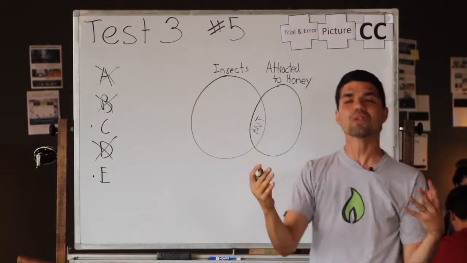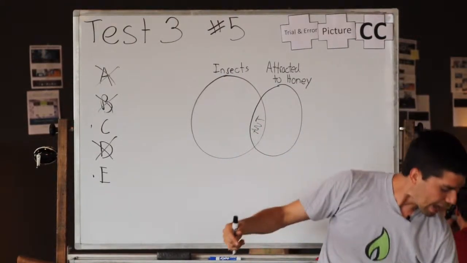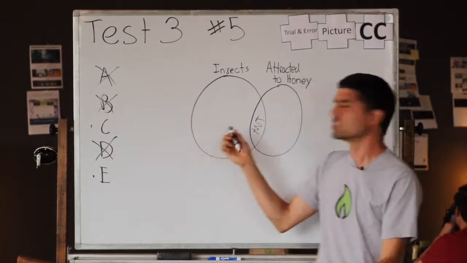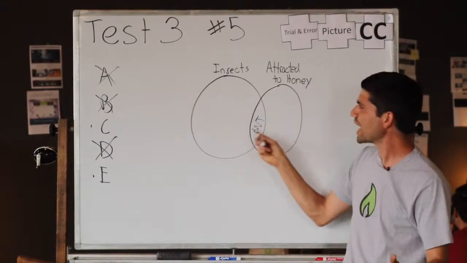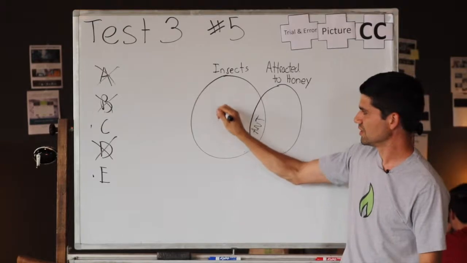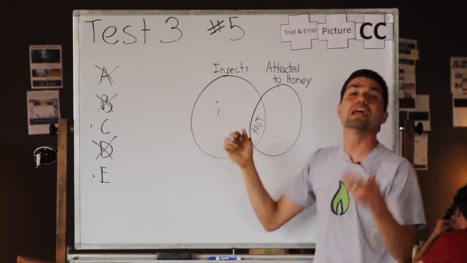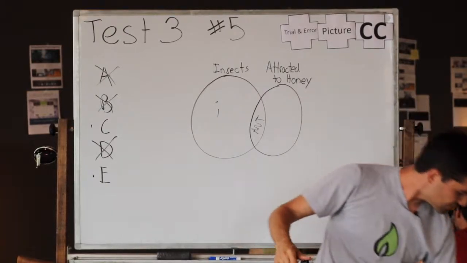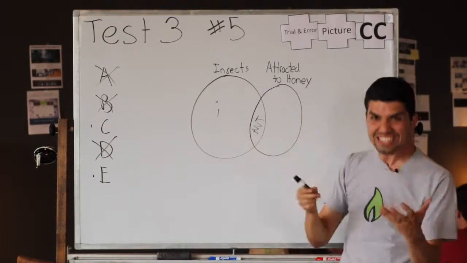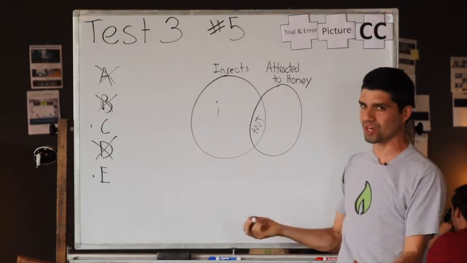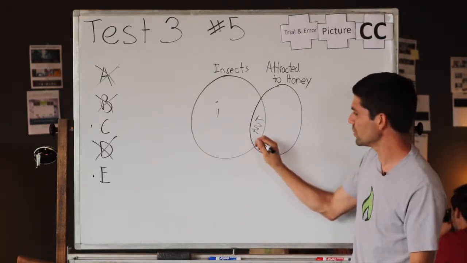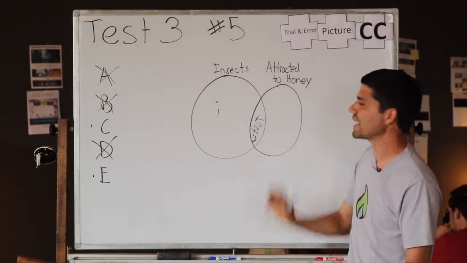So now let's look between I and J. So insect I is not an ant. So if insect I is not an ant, it's an insect, but it's not an ant. So it goes out here. Insect J is attracted to honey. So if it is attracted to honey and it's an insect, where does it go? Has to go with an ant. Insect J has to be an ant.